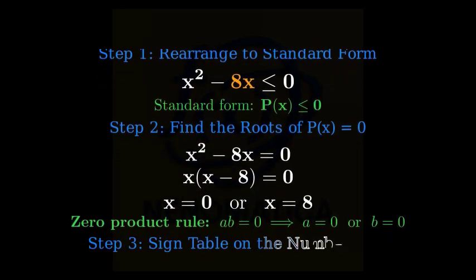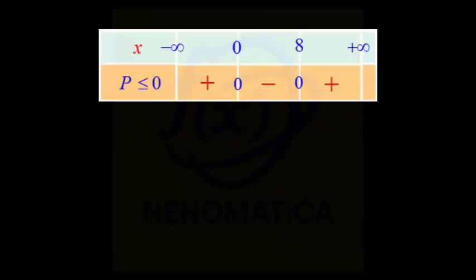Step 3. Analyze the sign on the number line. We use the roots 0 and 8 to split the real line into intervals. Because the leading coefficient of x squared is positive, the parabola opens upward, so the function is positive outside the roots and negative between them. Let's draw a number line with ticks at 0 and 8. We mark positive to the left of 0, negative between 0 and 8, and positive to the right of 8. Since we need p of x less than or equal to 0, we include the interval between 0 and 8, and we include the endpoints as well.